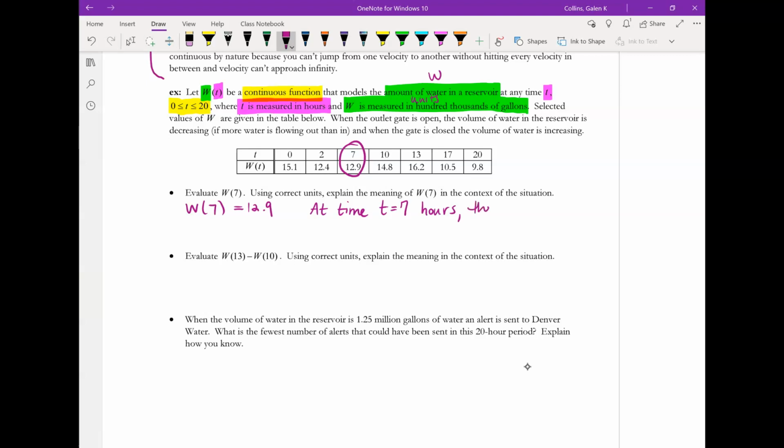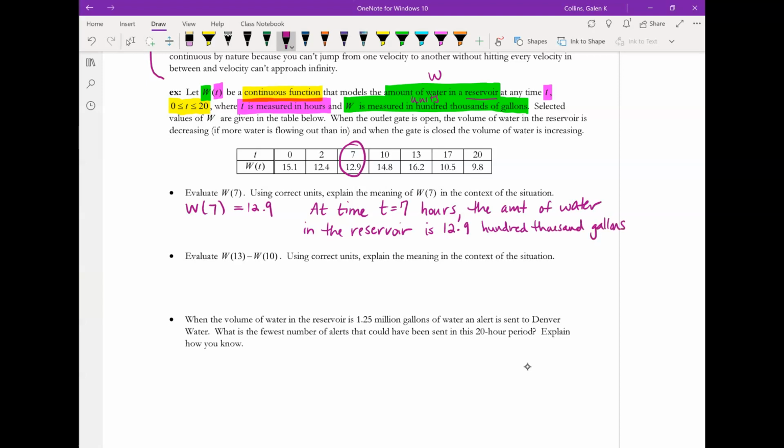So we would say the amount, I'm going to abbreviate amount, of water in the reservoir. I won't ever count you off for spelling, but the word is spelled right there. The amount of water in the reservoir is 12.9, and then we said 100,000 gallons. Hold on, let me write this first, 100,000 gallons.